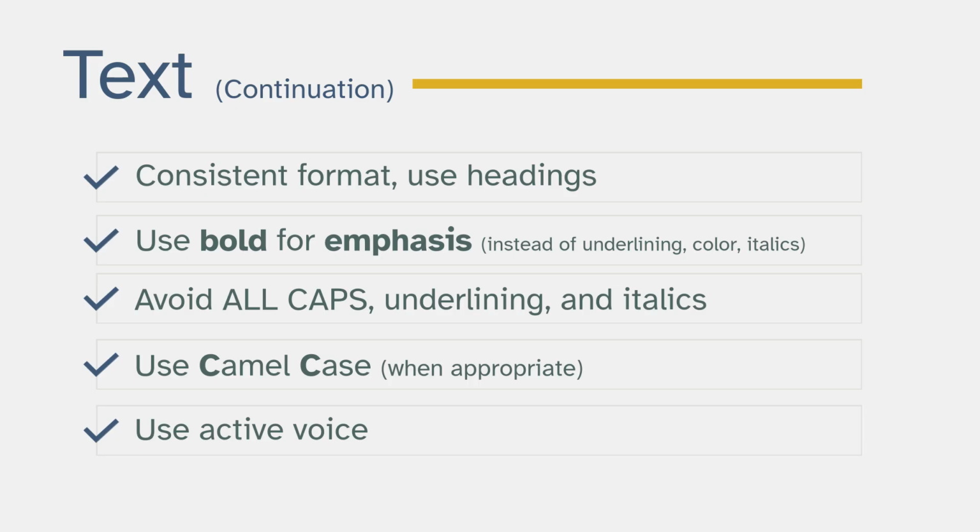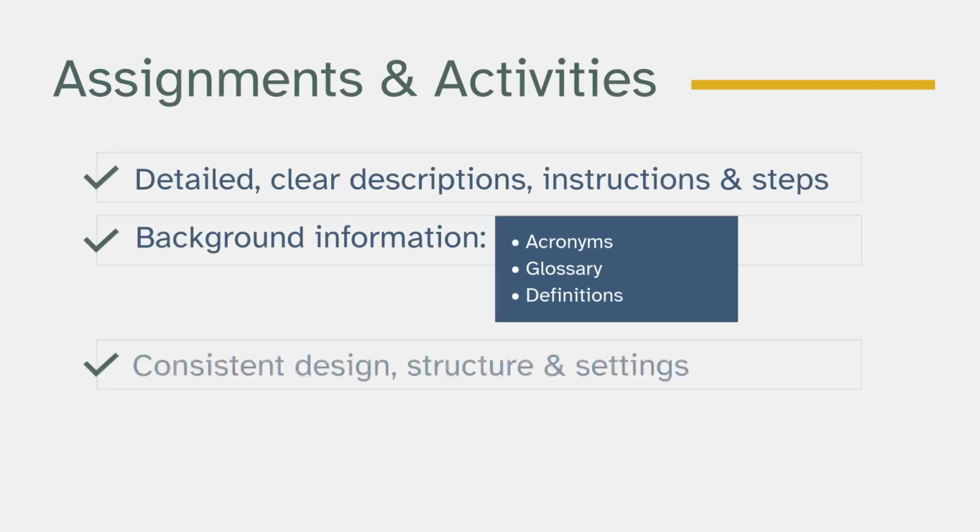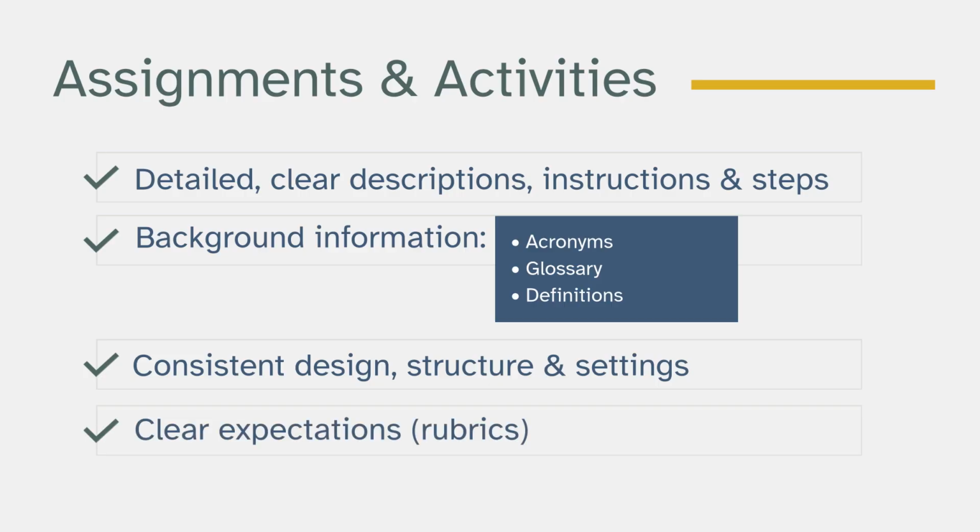Use active voice to make information more direct and easier to understand. When designing assignments, provide detailed and clear descriptions, including step-by-step instructions to reduce ambiguity. Include relevant background information, such as explanations of acronyms, key terms, definitions, and a glossary when appropriate, so students are not expected to guess unfamiliar language.